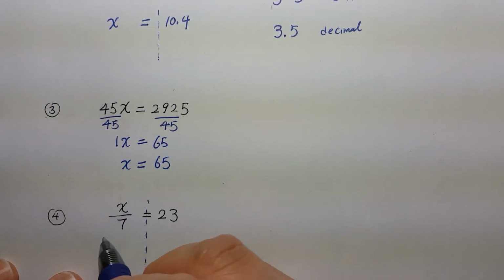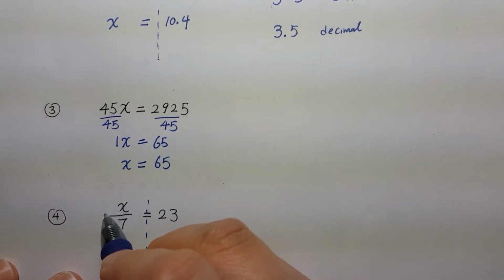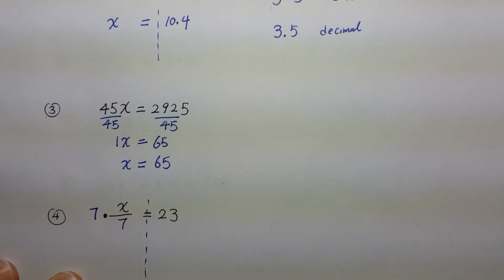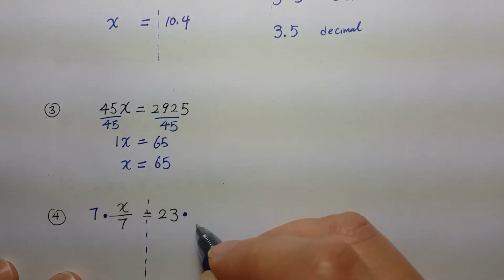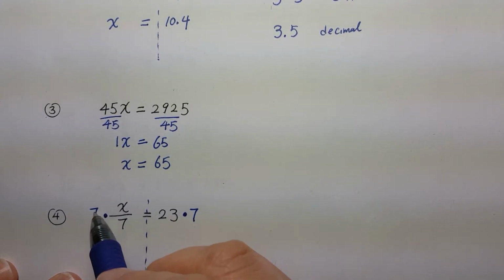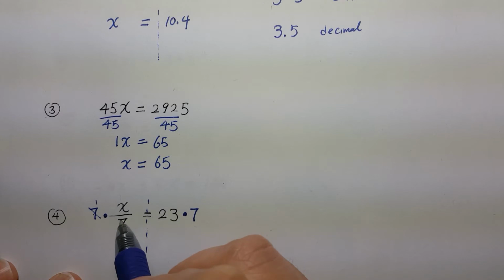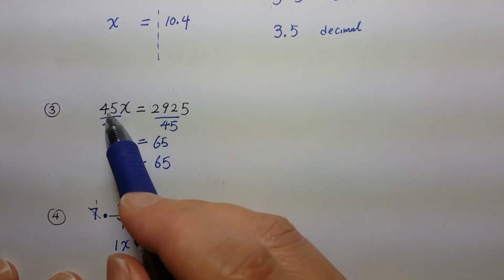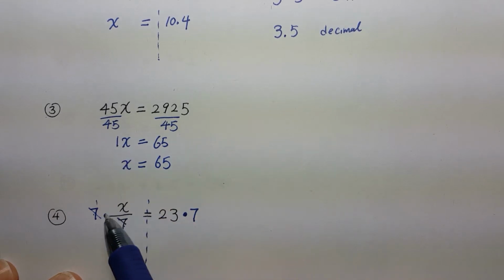So division, we had to use multiplication. To multiply, we multiply the denominator. The denominator is 7, so therefore we times 7. And to balance, we multiply by 7 also. Times 7 on the left, and then times 7 on the right. So 7 and this 7 cancel out and become 1x. Just like this one over here, you get 45 over 45 become 1. So you get 7 over 7 is 1, so 1x.